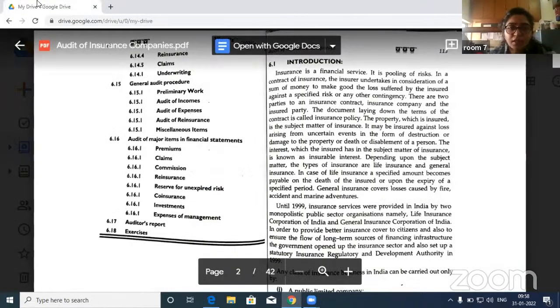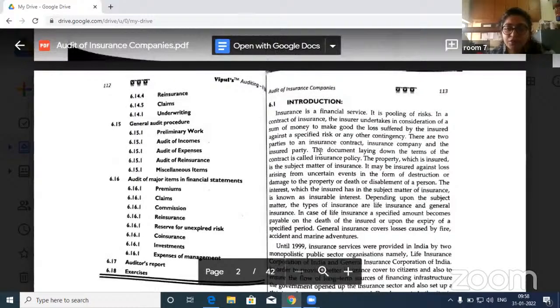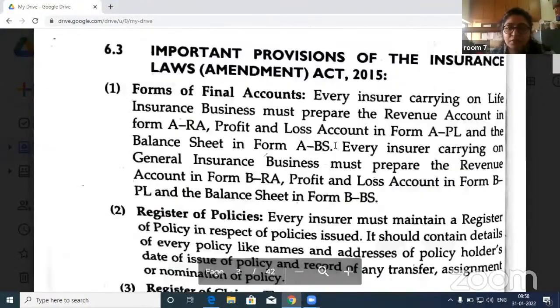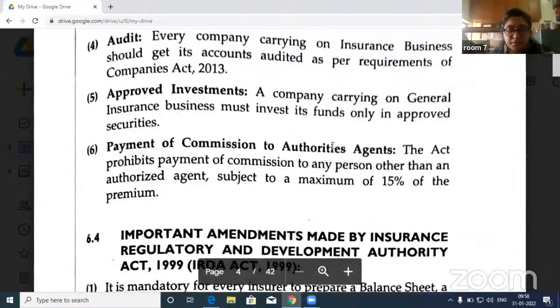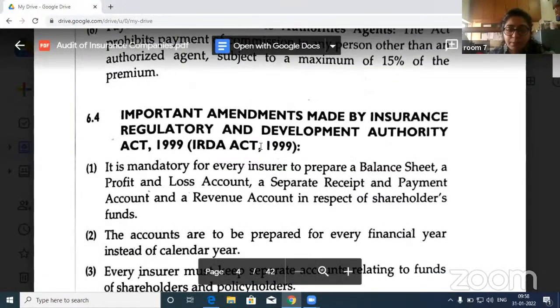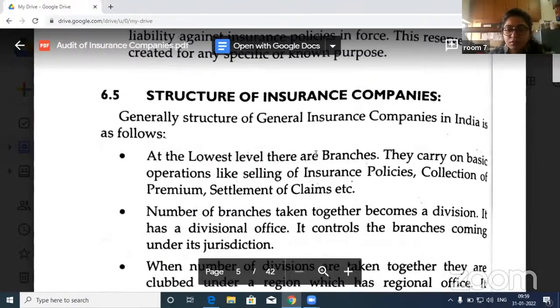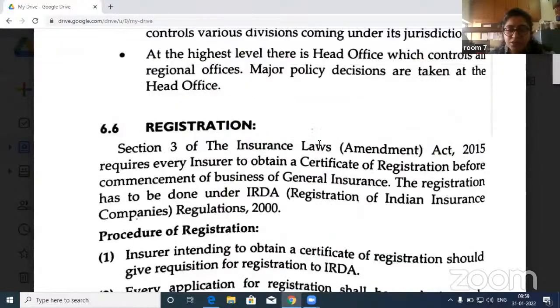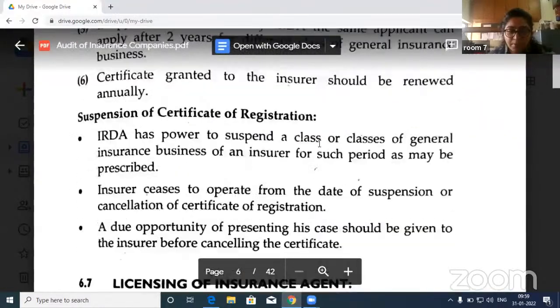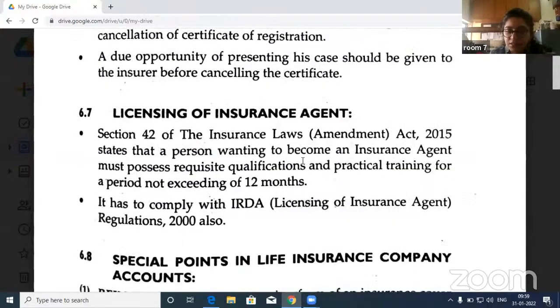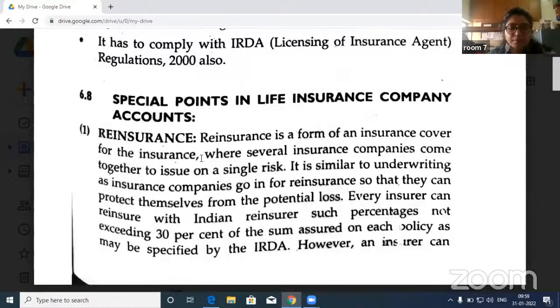Okay, let's begin now. We started with the introduction part. I hope you remember the legal framework, important provisions, amendments made in the IRDA Act. Then we did registration, its procedure, suspension of the certificate, and the license which is to be issued by IRDA, otherwise you will not be able to carry on your business.